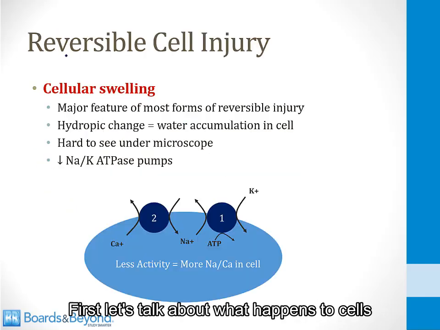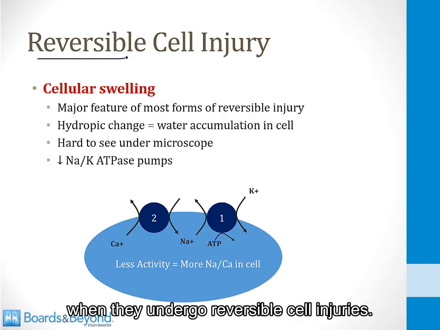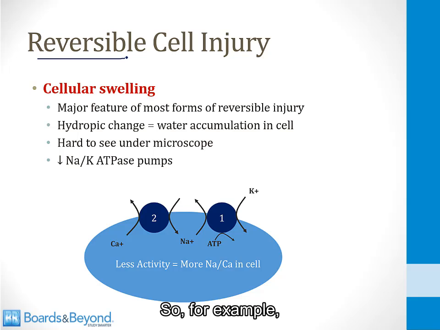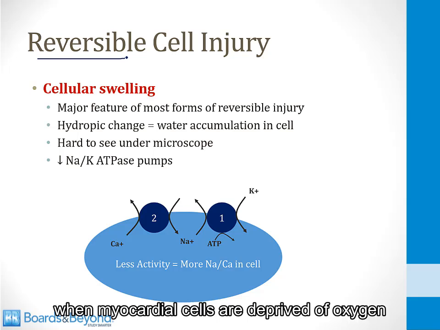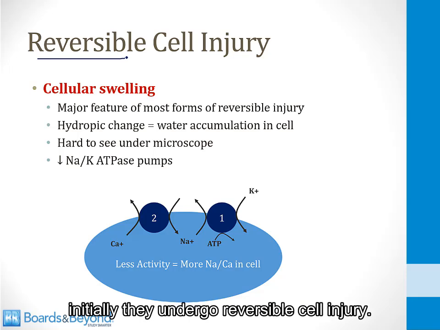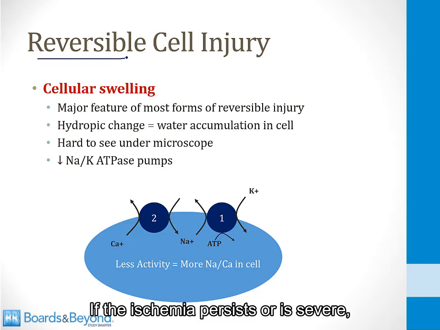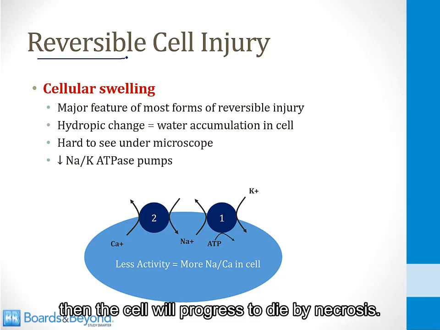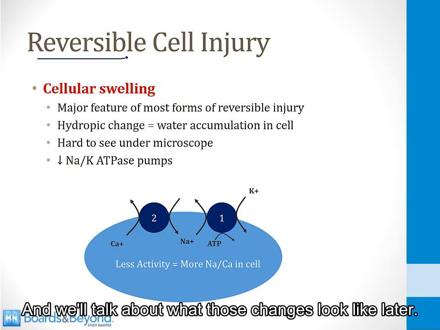First, let's talk about what happens to cells when they undergo reversible cell injury. So, for example, when myocardial cells are deprived of oxygen due to ischemia, initially they undergo reversible cell injury. If the ischemia persists or it's severe, then the cell will progress to die by necrosis, and we'll talk about what those changes look like later.